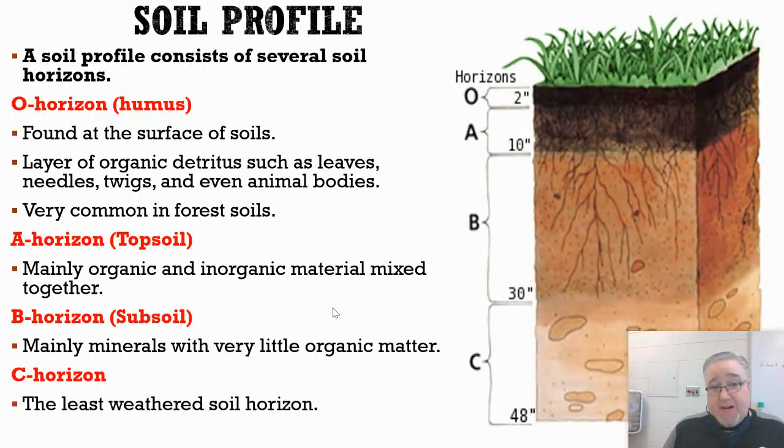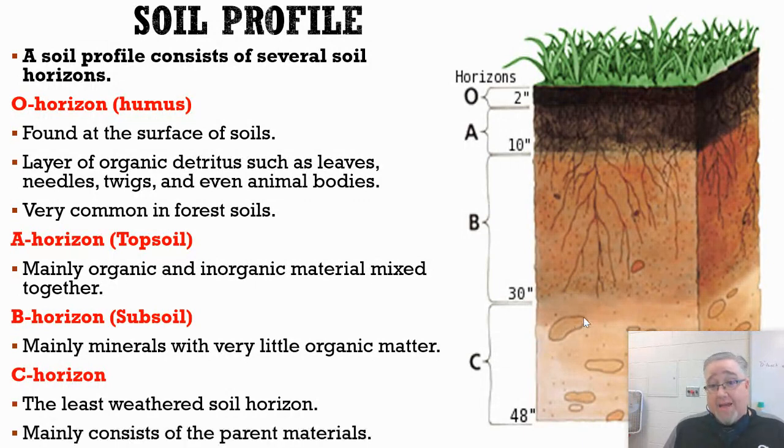And then we get down to the C horizon. The C horizon is basically rock. This is the parent material. It's probably not weathered very much. It's probably very solid.